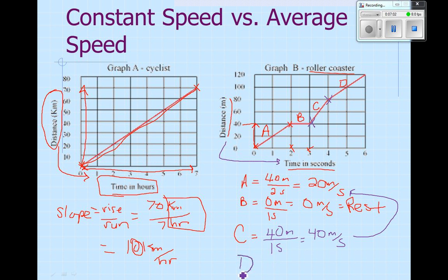And then if we went ahead and calculated D, I'm guessing that we are going to see a change of 40 meters in 2 seconds, and so that is going to be back down to the 20 meters per second.